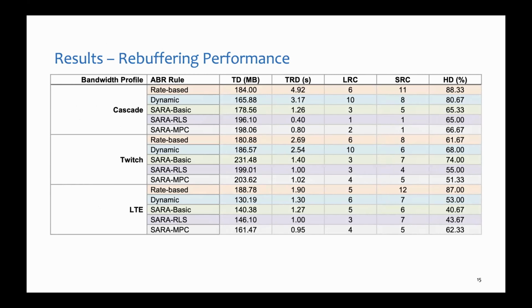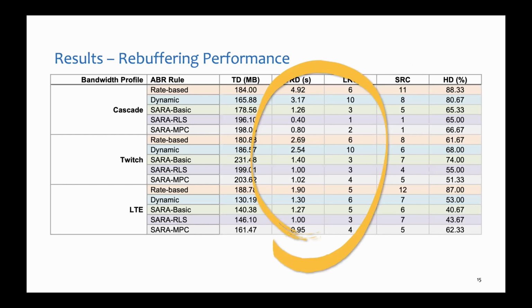So the total rebuffering duration, as you can see, between the rate-based, dynamic, and then SARA flavors, there's a significant reduction in terms of the total rebuffering duration, and then also the rebuffering count. Short rebufferings are not very visible to the viewers, but they still count. So you can see the results here.